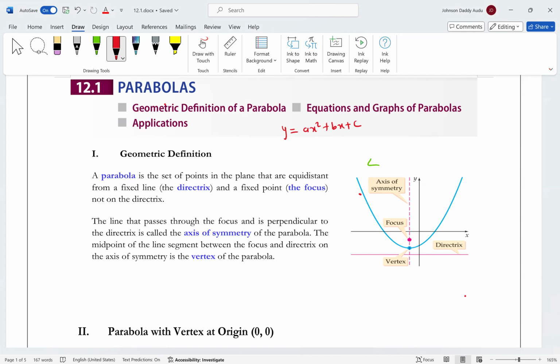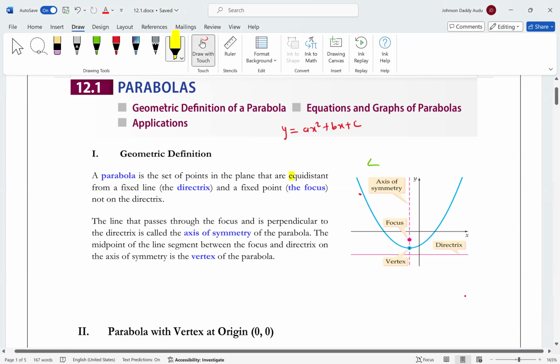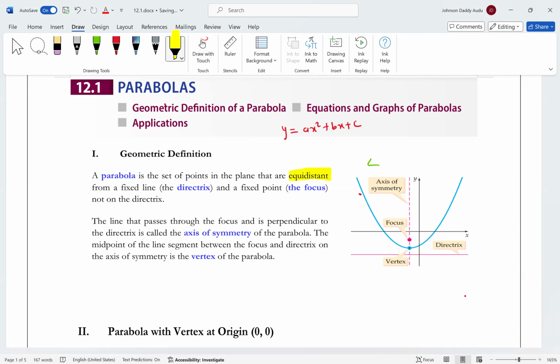Now, for a parabola, we have two important things. So let's just start. We said a parabola is a set of points in a plane that are equidistant. Some words are very important here, something like equidistance. We saw this in chapter 1. Points on a plane that are equidistant from the directrix and the focus, right?